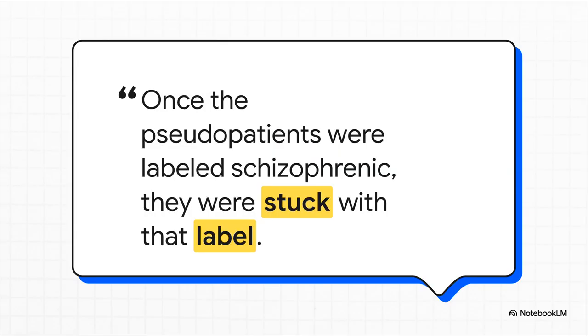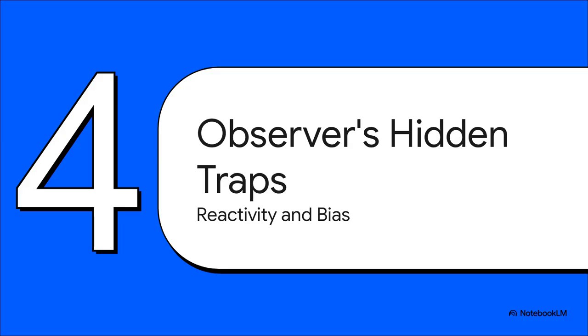The study reached this incredibly powerful conclusion. As David Rosenhan, the lead researcher, put it, once the pseudo-patients were labeled schizophrenic, they were stuck with that label. It was like a lens that colored everything they did, and the researchers were totally trapped by that diagnosis. This whole story leads us perfectly into our final and maybe most critical section, the observer's hidden traps.